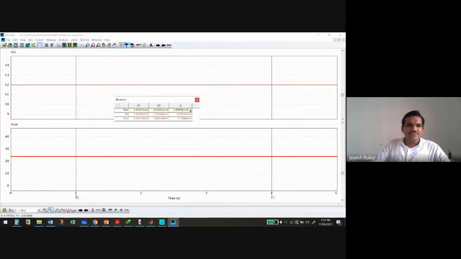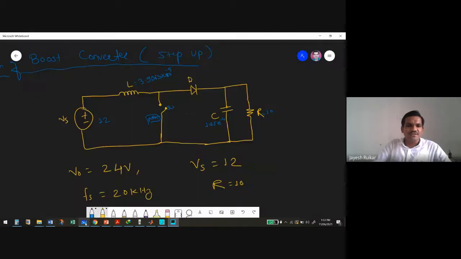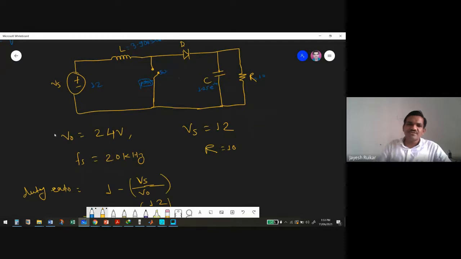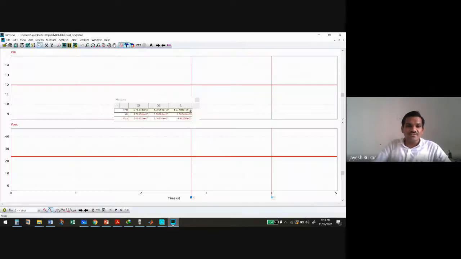Whenever you move this cursor, you'll find the value changing. So you can see what Vin is and what Vout is. It is a straight line. Output is 24, input is 12 volt. So this is your boost converter, step up converter. This is what we are looking for. Output is 24 volt, input is 12 volt.